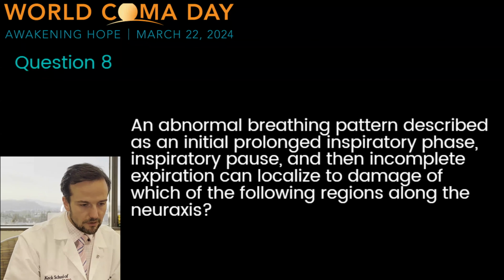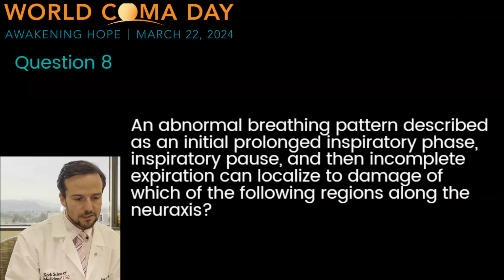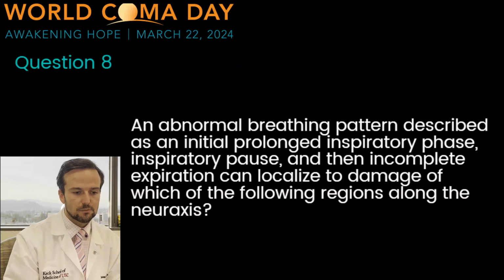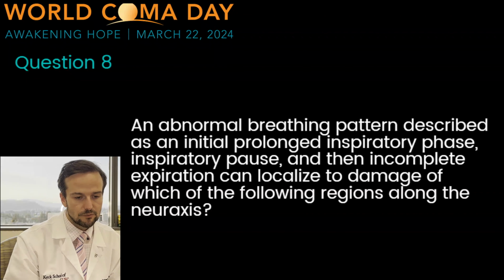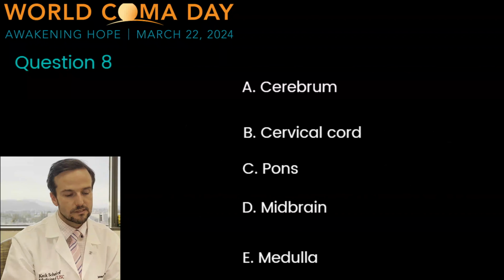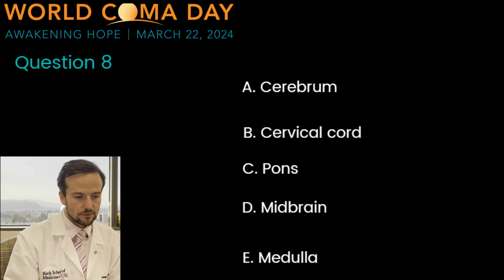Question 8. An abnormal breathing pattern described as an initial prolonged inspiratory phase, inspiratory pause, and then incomplete expiration can localize to damage of which of the following regions along the neuraxis? Cerebrum, cervical cord, pons, midbrain, or medulla.